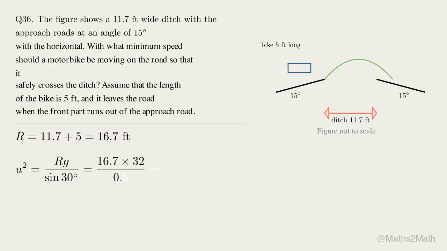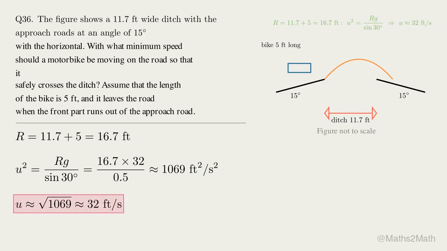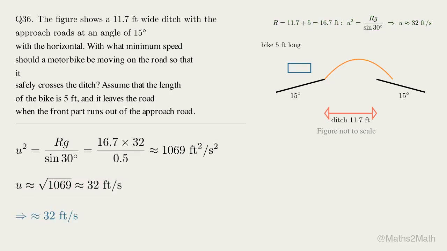With launch angle 15 degrees, the range formula gives u squared equals R g over sine 30. That is 16.7 times 32 over half, about 1,069. Taking the root, about 32 feet per second is the minimum speed.